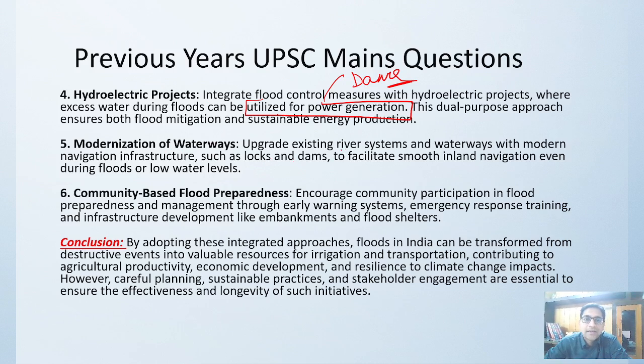You can upgrade the existing river systems and waterways with modern navigation infrastructure, like proper new lock and dam systems and barrage systems, so that water is stored in a proper way and does not get wasted as flood water. Then community-based flood preparedness: we have to make the community participate in flood management practices. Early warning systems have to be there, emergency response training has to be there, and embankments have to be created so that sudden runoff does not happen.